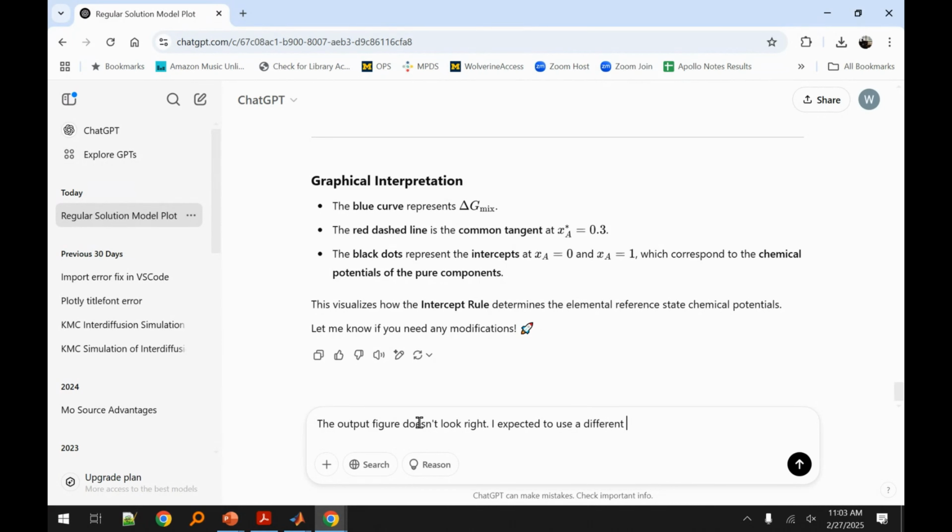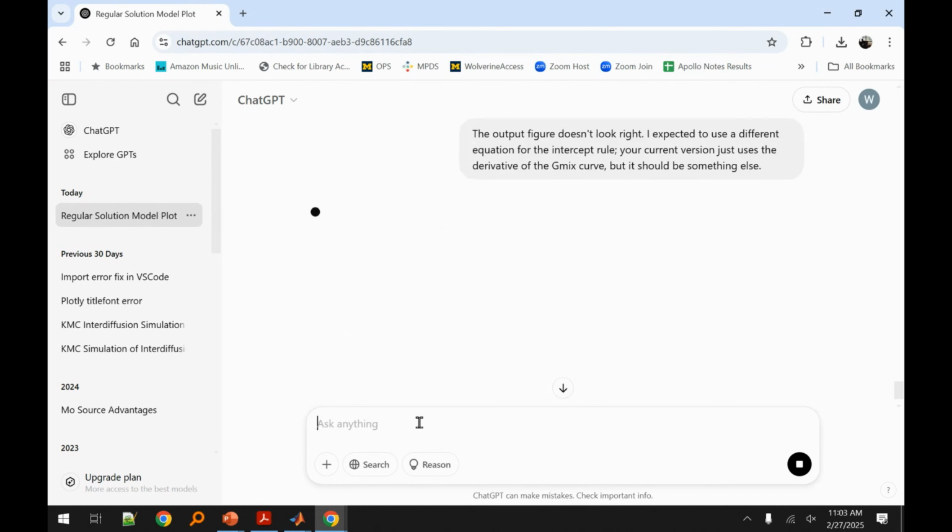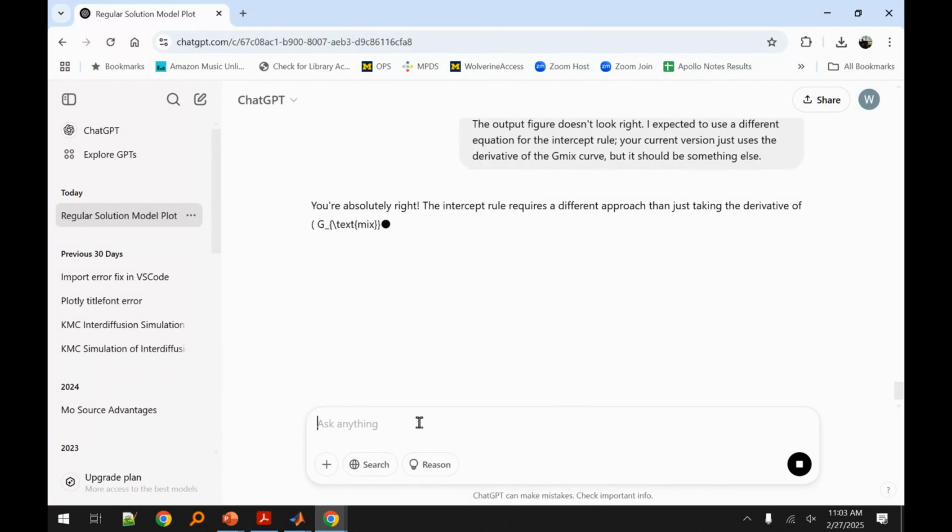Your current version just uses the derivative of the G mix curve, but it should be something else. I'm too lazy to type it all out because it should figure out what it is, right? So it says, you're absolutely right. You need a common tangent to G mix that connects the free energies of pure components. So it fixes itself. It gives the correct approach. Let's see if it gives the right answer.